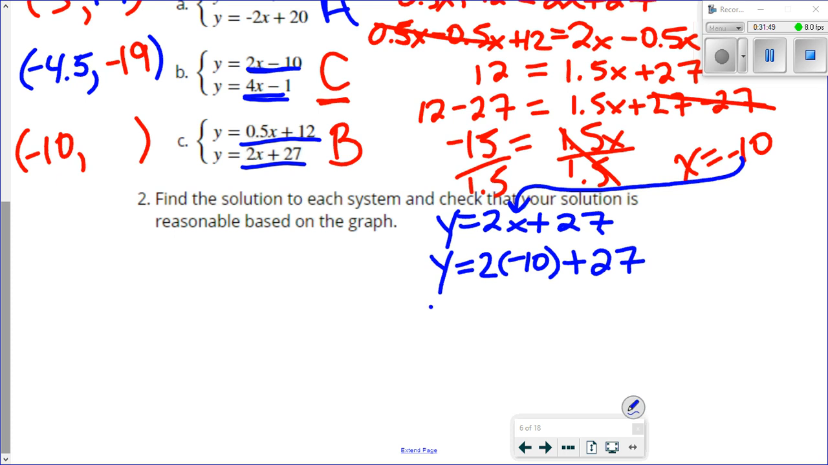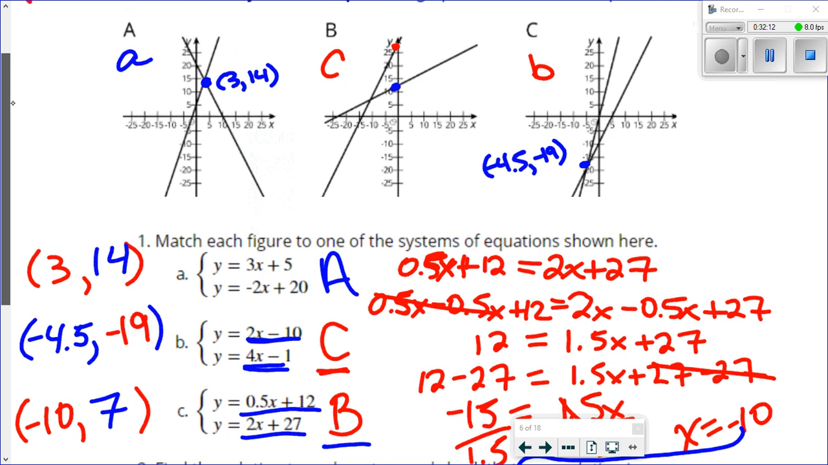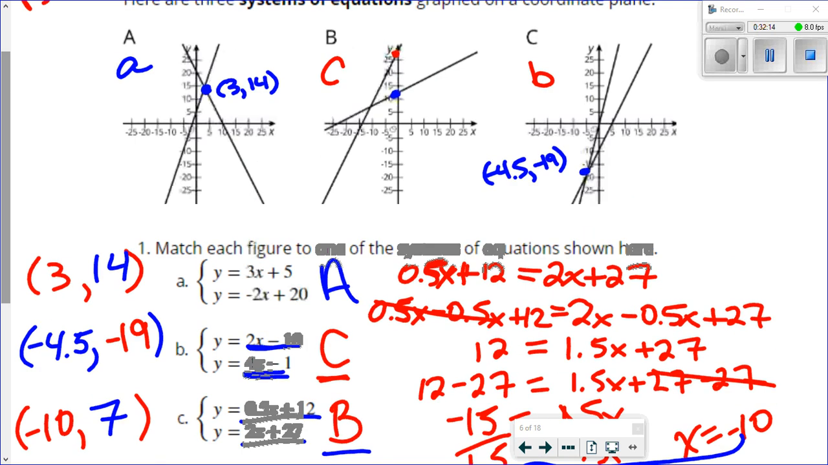And then I'm going to do the math. 2 times negative 10 gives me negative 20. Negative 20 plus 27 should give us 7. So now we have a y value in our system for our solution. And let's double check that on graph B, that the point of intersection should be about negative 10, 7 when we use graph B. So let's have a look.